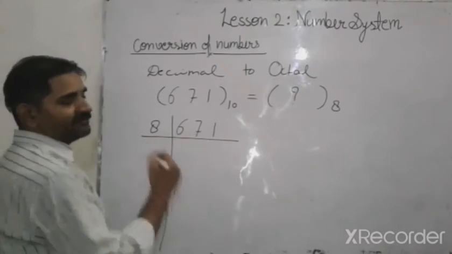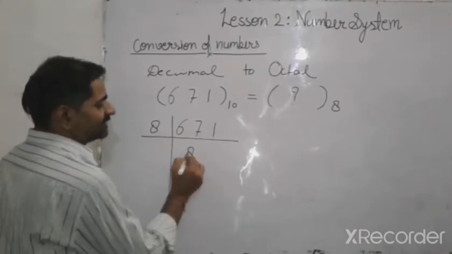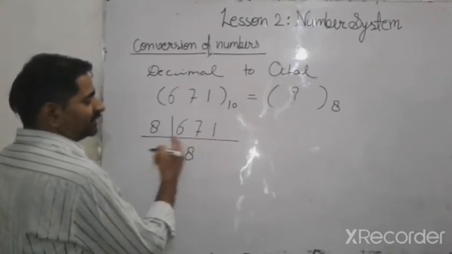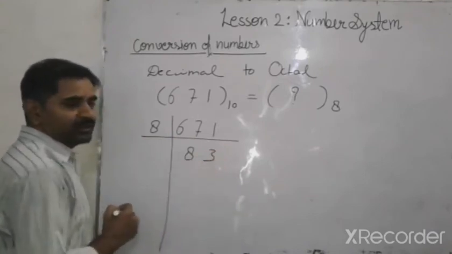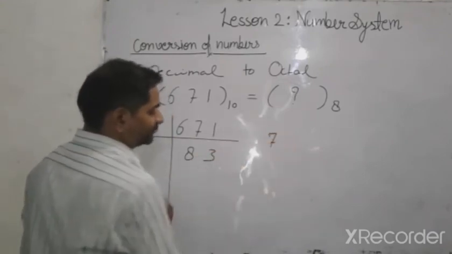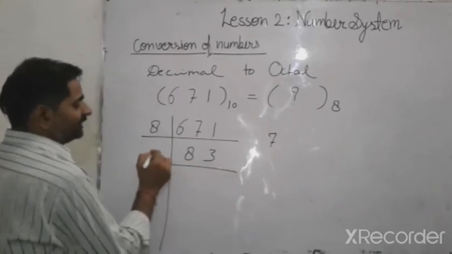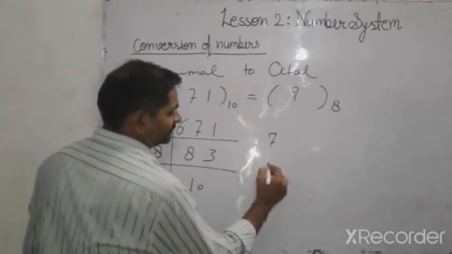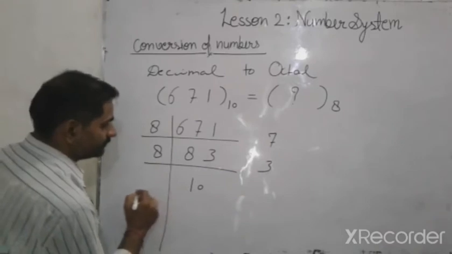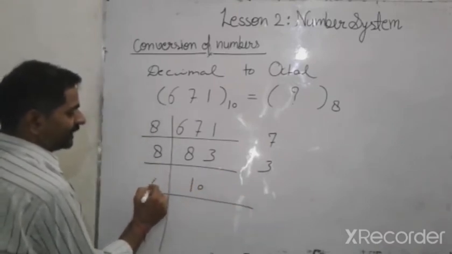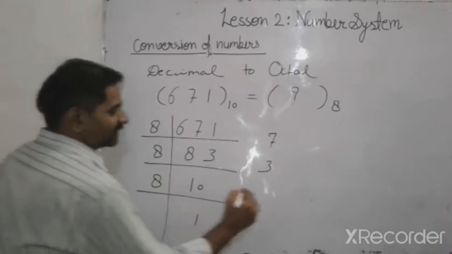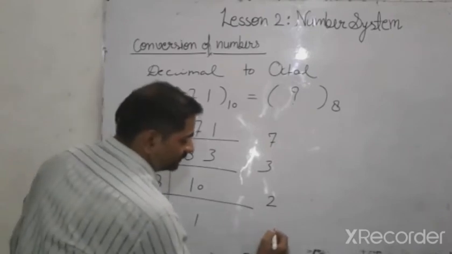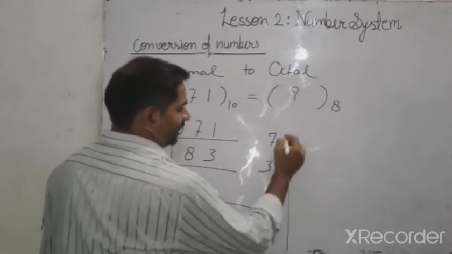When you divide 671 by 8, 8 8s are 64, remainder is 3, the value is 83. So when we divide 83 by 8, 8 10s are 80, the remainder is 3. Here when you divide 10 by 8, 8 ones are 8, the remainder is 2. This 1 cannot be divided by 8, so we put this 1 also in the sequence.